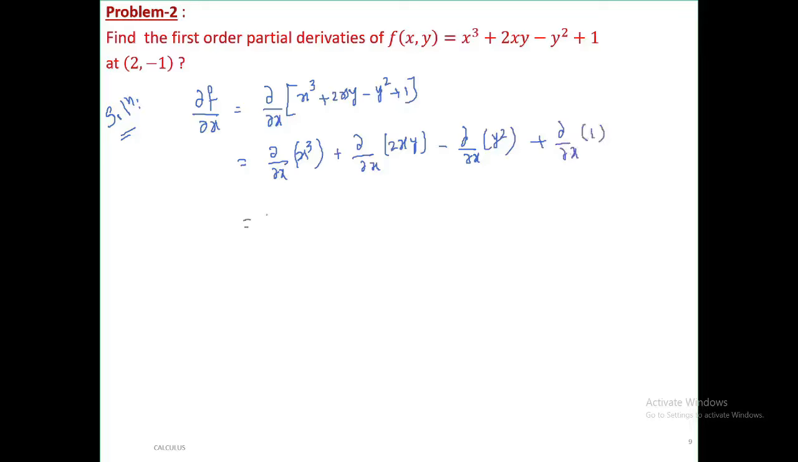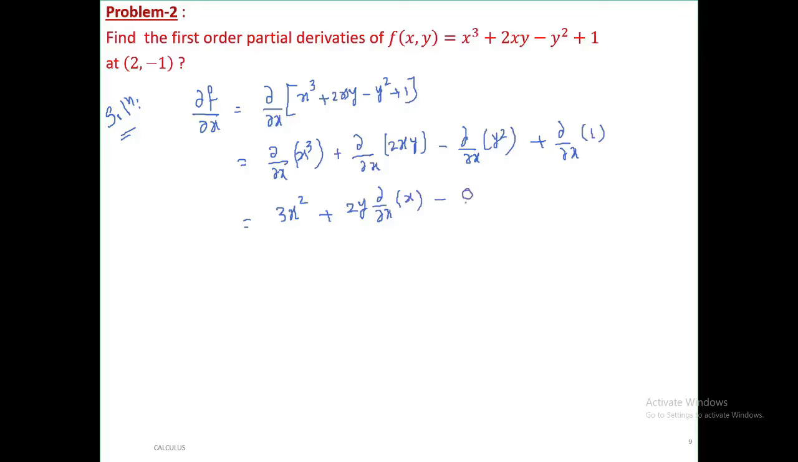Now this is ∂/∂x of x³. That means with respect to x you have to do the derivative treating all the remaining variables as constants. But here fortunately you have only one variable. So ∂/∂x of x³ is nothing but 3x². With respect to x only I am doing the derivative. Plus, again with respect to x only, treating the remaining as constants, that means 2y I send outside, ∂/∂x with respect to x. Only x terms you keep inside. That's it. And this one, ∂/∂x of y², is 0 because there are no x terms.